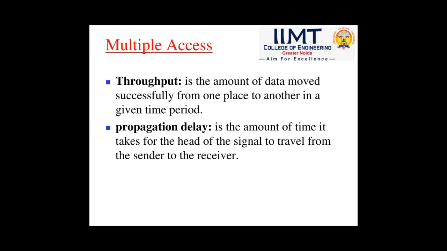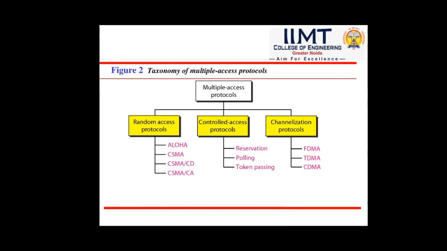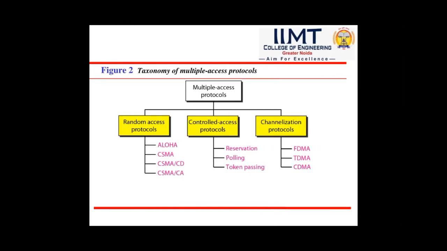The second factor is propagation delay. It is the amount of time it takes for the head of the signal to travel from sender to receiver. When frames transfer from source to destination, the time of travel is called propagation delay. It should be minimum. The propagation delay should not be high. The data should be transferred in a very small amount of time. Now the taxonomy of multiple access protocols is explained through this hierarchical structure.